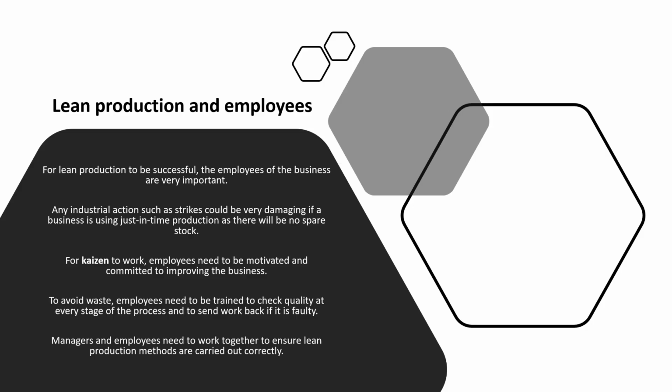Lean production and employees. So for lean production to be successful, the employees of the business are very important. Any industrial action, such as strikes, could be very damaging if a business is using just-in-time production, as there will be no spare stock. For Kaizen to work, employees need to be motivated and committed to improving the business. To avoid waste, employees need to be trained to check quality at every stage of the process and to send work back if it is faulty. And finally, managers and employees need to work together to ensure lean production methods are carried out correctly.